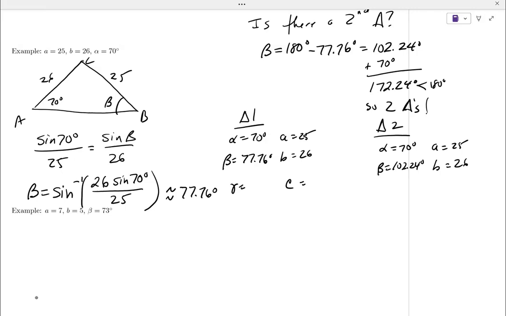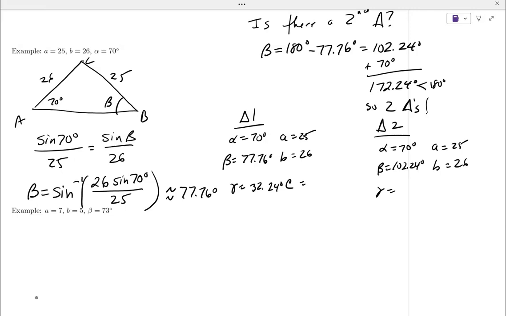Now, in both cases, we should be able to figure out gamma pretty easily. If you know alpha and beta, how do you figure out your gamma? Add them up and subtract from 180. Add these two together, what do we get? 147.76. So you'll get 132... not 132, I'm adding wrong. Sorry, 32.24. Is that right? That's what calculators are for. Yeah, that seems right.